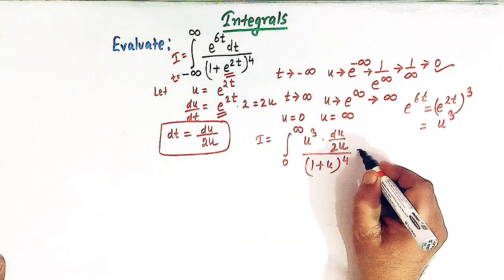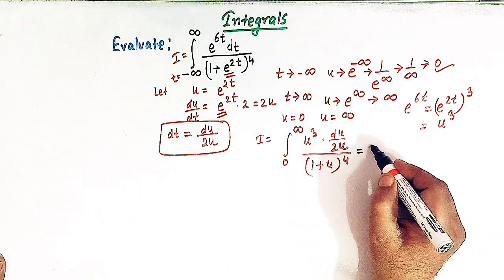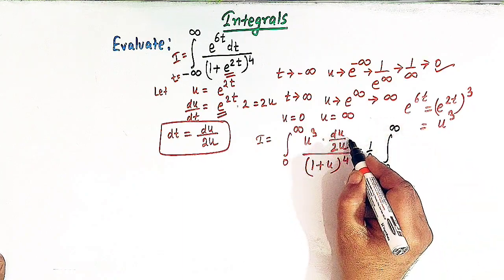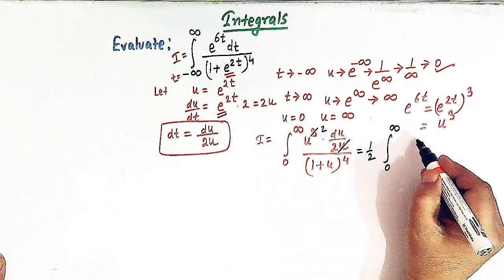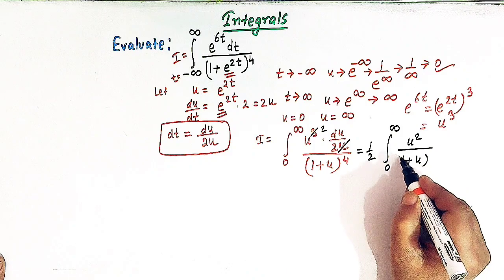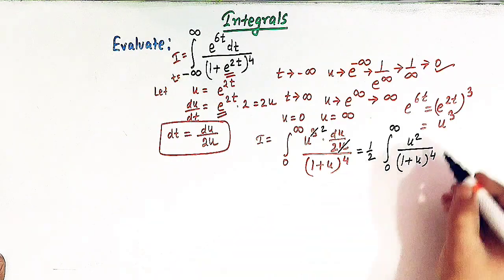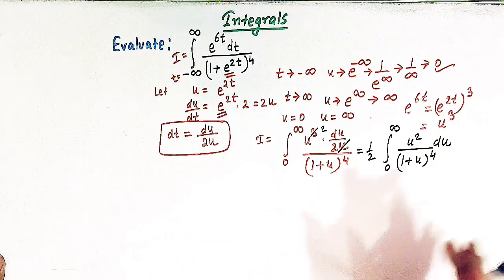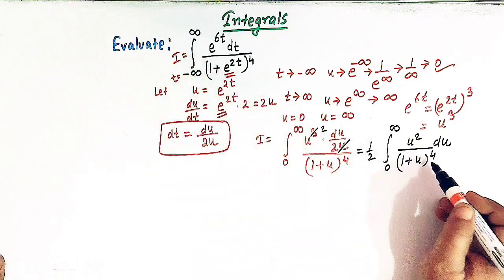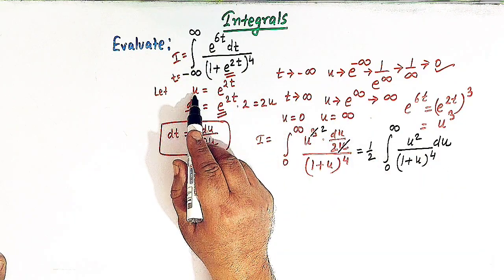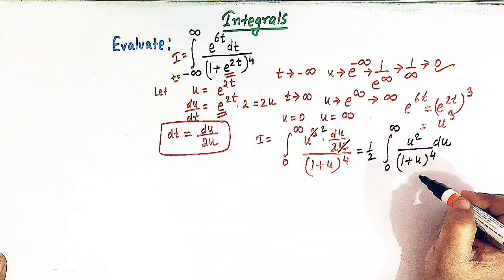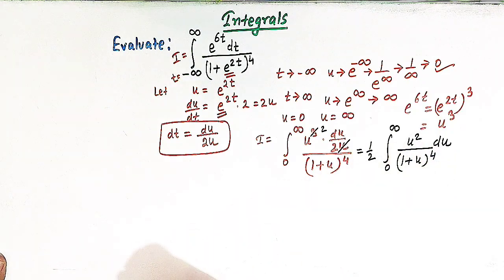So now let us simplify it further. We can take half outside the integral. We have 0 to infinity, and here this u gets cancelled, and we are left with only u square, and in the denominator we have 1 plus u raised to 4, right? And here we have du. So now we have reduced this integral into this form by making the substitution u equal to e raised to 2t, and now we'll express this integral in terms of the beta function, right?